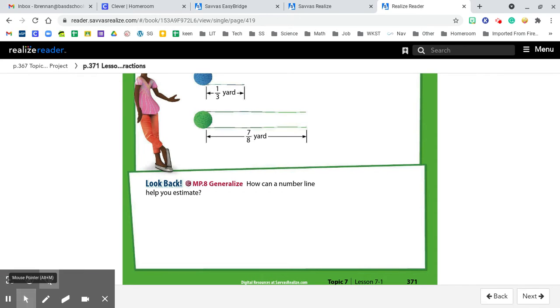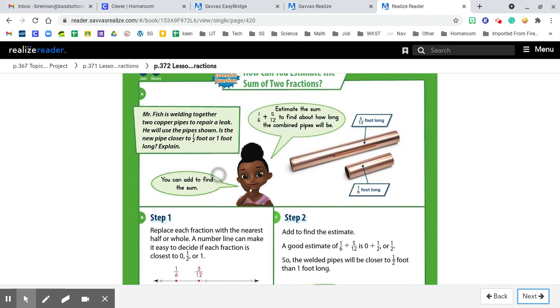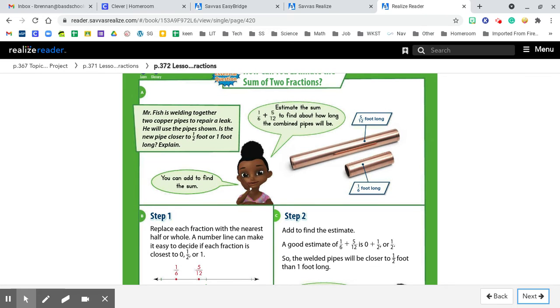So let's see what we're doing next. As we move through this first lesson, we're just dipping our toes in fractions and seeing what we can remember from last year. How can you estimate the sum of 2 fractions? Estimate the sum to find out how long the combined pipes would be. Mr. Fish has welded together 2 copper pipes to repair a leak. He will use the pipe shown. Is the new pipe closer to 1/2 a foot or 1 foot?